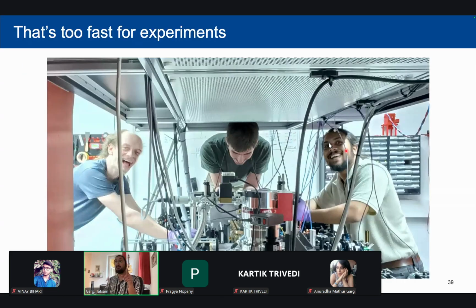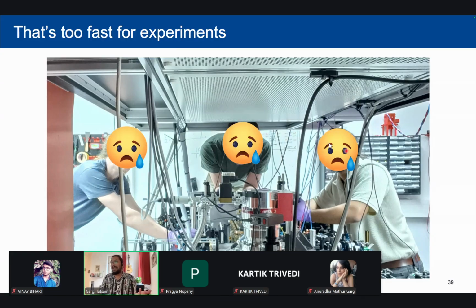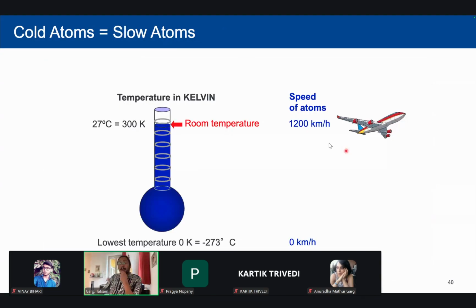Now, the problem is that my colleagues and I in our lab, we like to work with these atoms. We want to hold an individual atom in its place, catch it, look at it for some time, maybe talk to it with photons, with light, or manipulate it and study it. But if it's going at the speed of an airplane, it's too fast before we can catch it. That makes us really sad. So the question is, how do you make them slower?